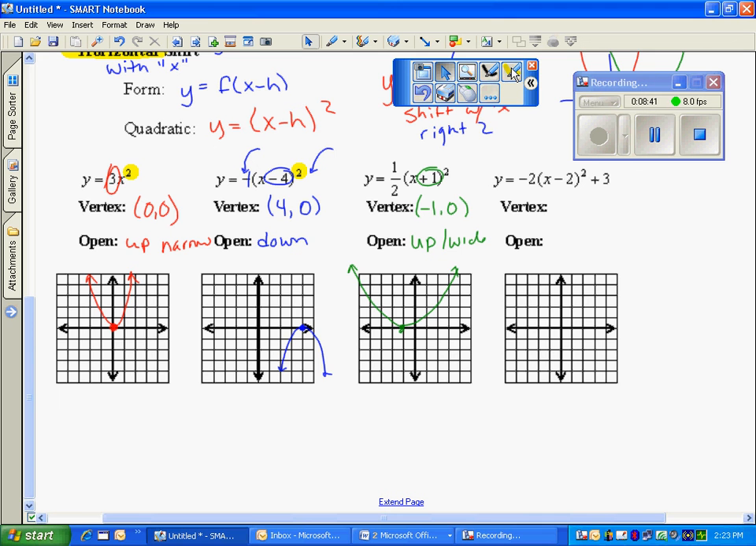And now the last one puts it all together. My vertex, who's with x? Who's out here with y? Watch your sign. So my vertex is at 2, 3. The negative tells me I'm going to open down. That would be your a value. And the 2, let's see, down 2 over 1 is going to produce a fairly narrow graph, down 2. And again, notice I'm just exaggerating that narrow or that width. The big important part is identifying where your vertex is going to be.